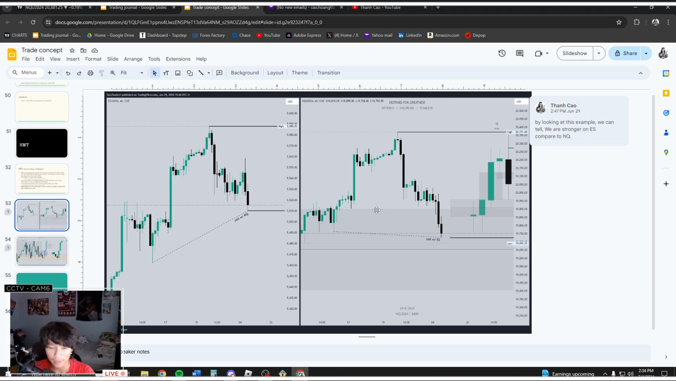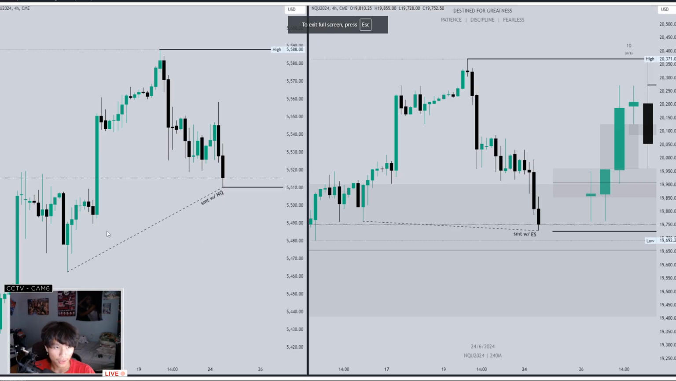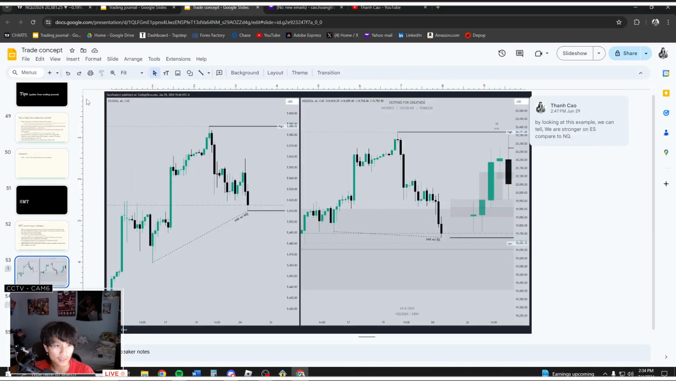So here on this example that I'm showing you right here, ES is relatively stronger than NQ. Notice where ES is compared to NQ. NQ took out the swing low, however, and ES did not, which means ES is stronger compared to NQ.